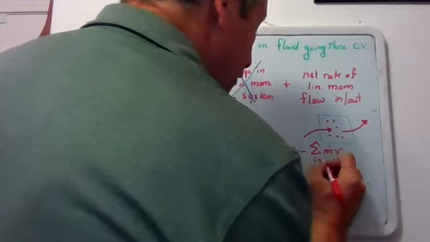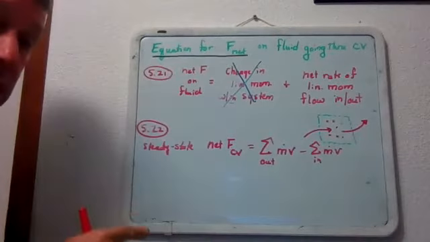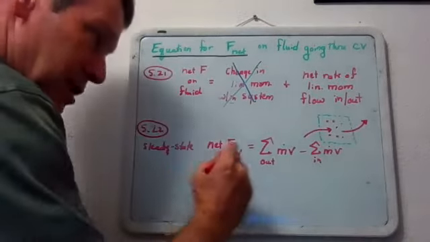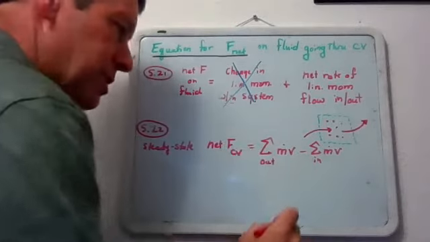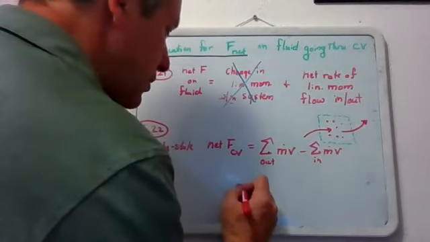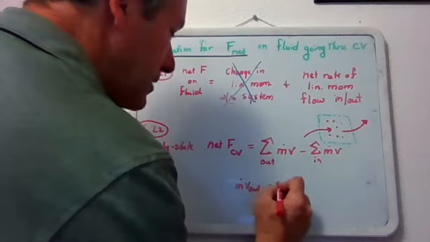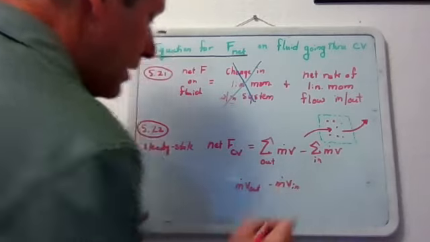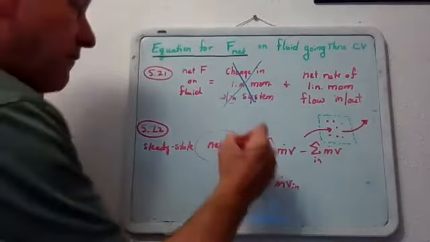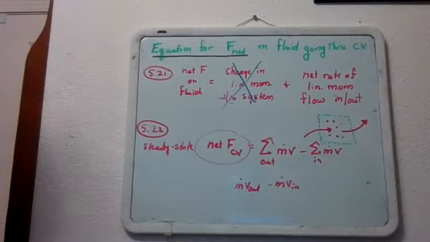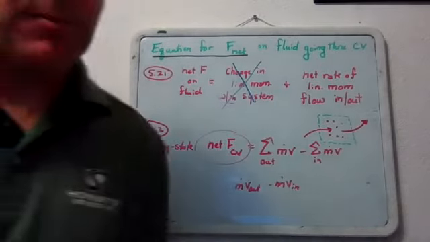Okay, and we can have multiple streams out and multiple streams in. To express it, to be pretty clear, we should do it this way. In general, what we're going to do is m dot v out minus m dot v in. Okay, and that's going to get us the net force on the fluid passing through the control volume. And let's finish off class by practicing that a bit.